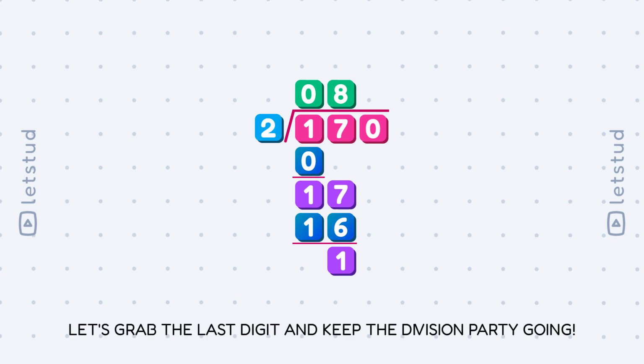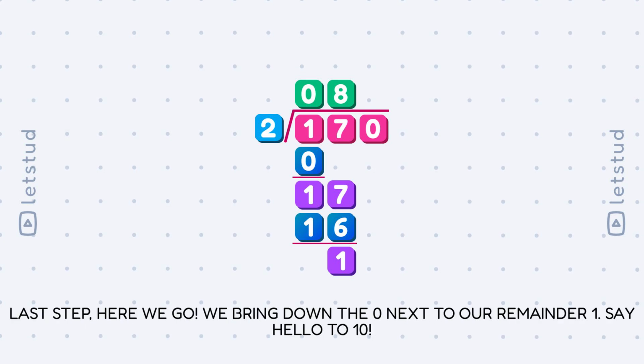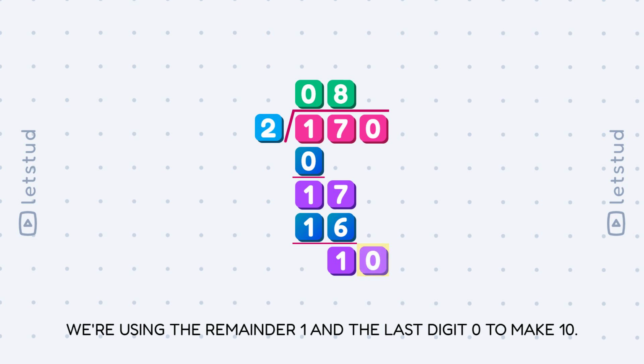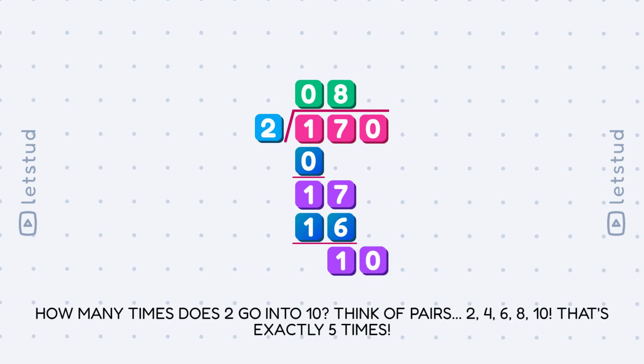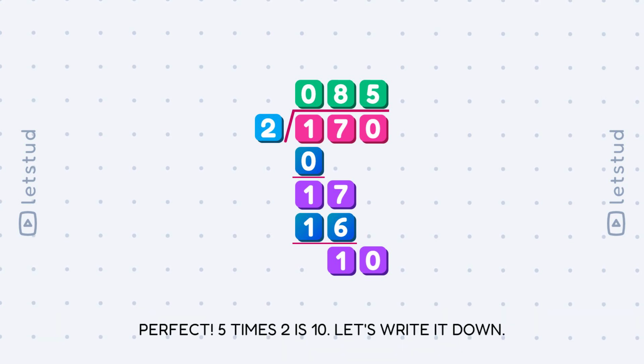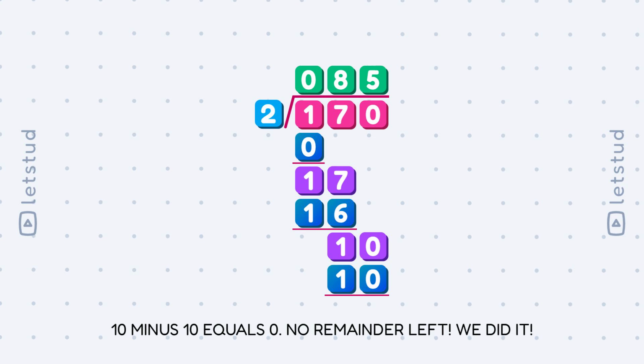Let's grab the last digit and keep the division party going. Last step, here we go. We bring down the 0 next to our remainder 1. Say hello to 10. We're using the remainder 1 and the last digit 0 to make 10. How many times does 2 go into 10? Think of pairs. 2, 4, 6, 8, 10. That's exactly 5 times. Perfect, 5 times 2 is 10. Let's write it down. 10 minus 10 equals 0. No remainder left, we did it.